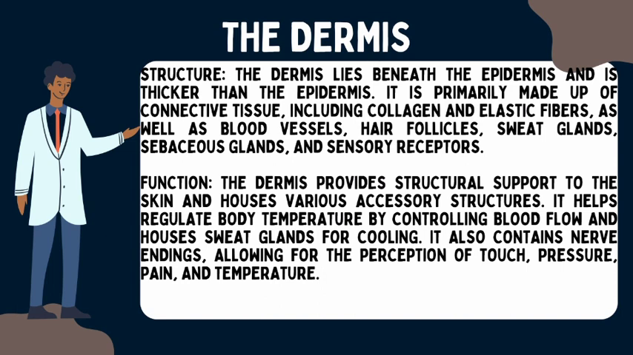Function. The dermis provides structural support to the skin and houses various accessory structures. It helps regulate body temperature by controlling blood flow and houses sweat glands for cooling. It also contains nerve endings, allowing for the perception of touch, pressure, pain, and temperature.